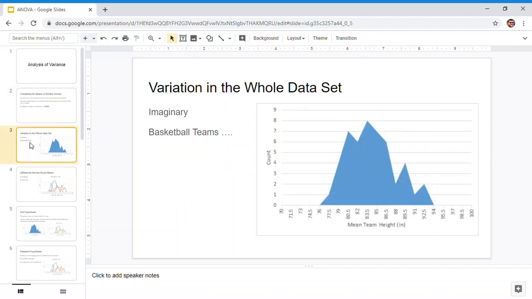So if you took a whole data set, and imagine we're looking at basketball teams and we're looking at the average height of each team. And you look at the whole data set, there's a whole bunch of variation here. But what we might want to know is if some of that variation that we see here is due to variation not so much just among individuals, but among different groups.